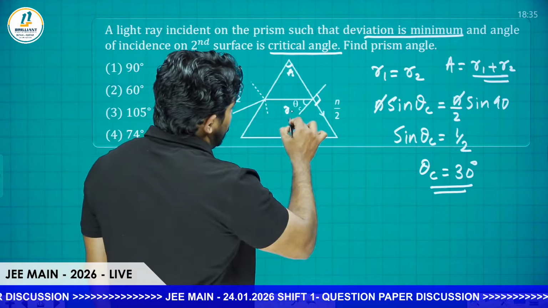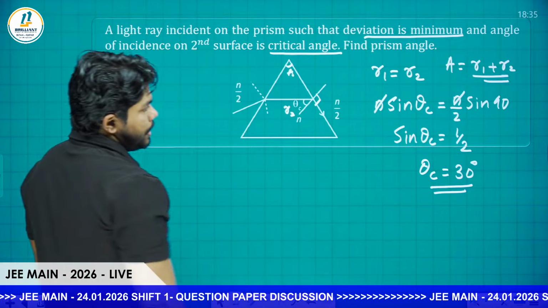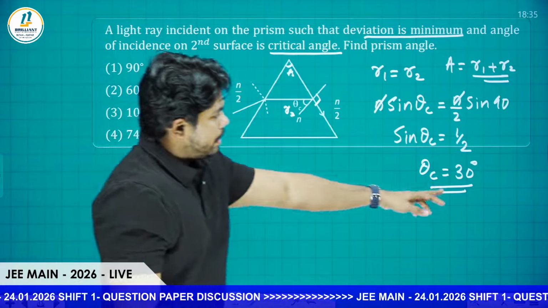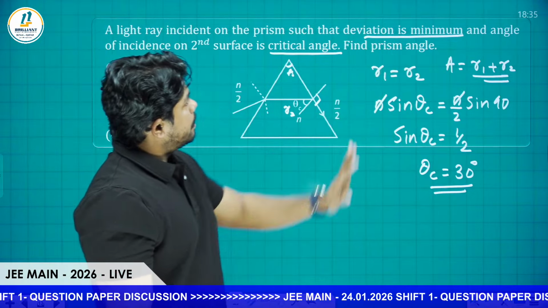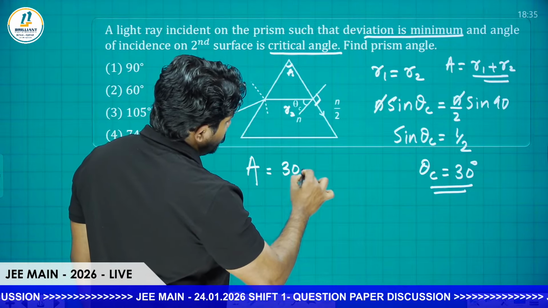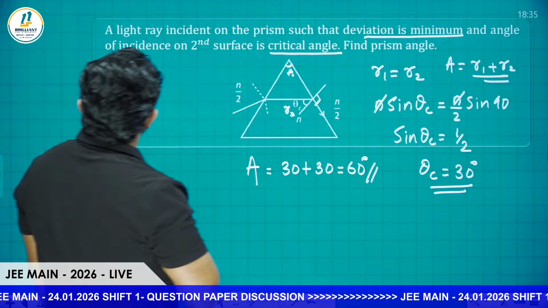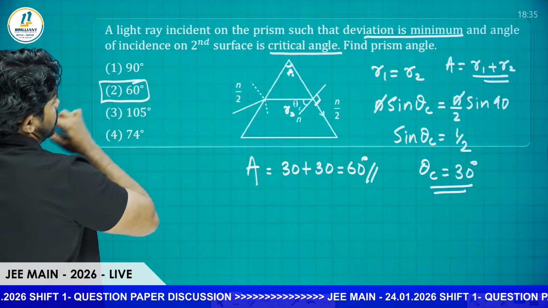So this R1, or we can write it as R2, is actually equal to 30 degrees. Since R2 and R1 are equal at minimum deviation condition, the angle of prism is equal to 30 plus 30, which is 60 degrees. So 60 degrees will be the correct answer.